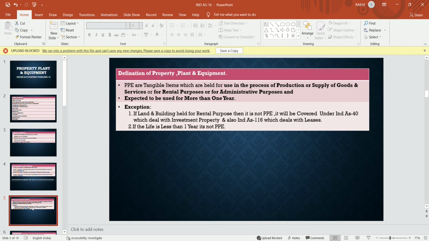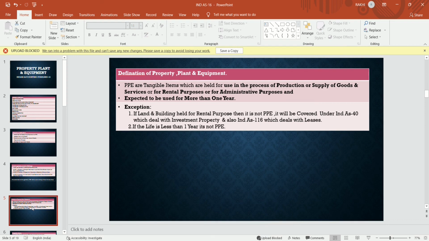Or for rental purposes, like machineries or motor cars we give on rent, that asset is also treated as PPE. Like big machineries or motor cars, on marriage ceremonies people hire motor cars. The person who is giving that motor car treats it as an asset in their books, used for rental purposes. For administrative purposes, any asset which is used for administrative purposes, and the expected life of that asset is more than 1 year, then that asset is to be treated as property, plant and equipment.